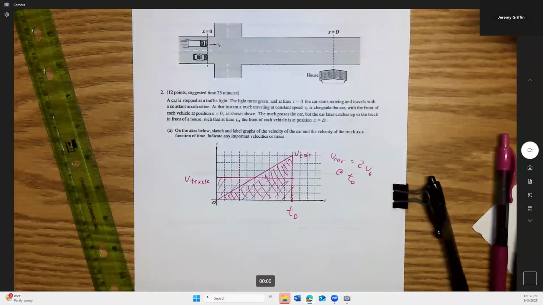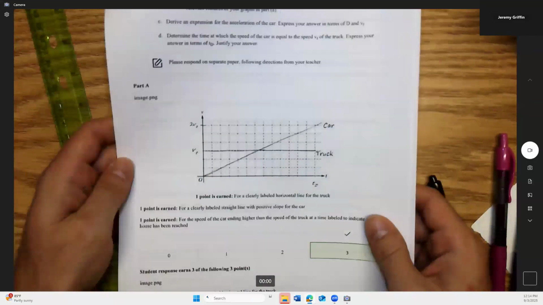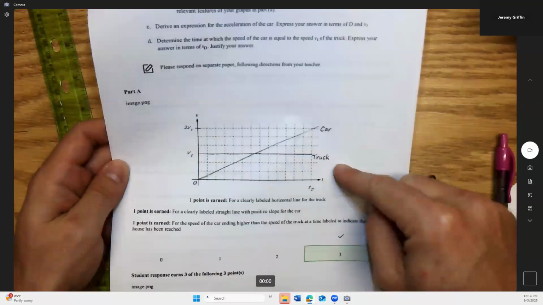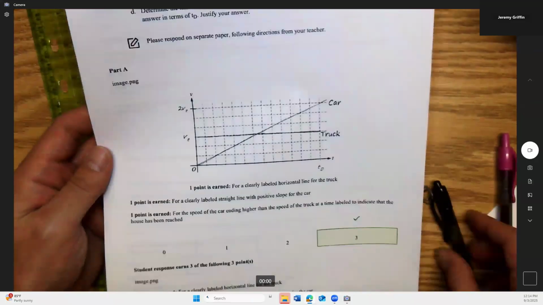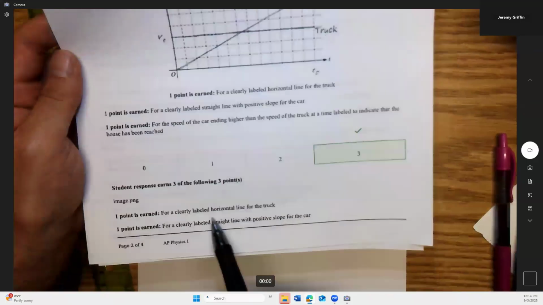So part A is about this graph. Here's the scoring key. They got car, truck. You guys see car and truck. This was for 3 points. The first point for a clearly labeled horizontal line for the truck.